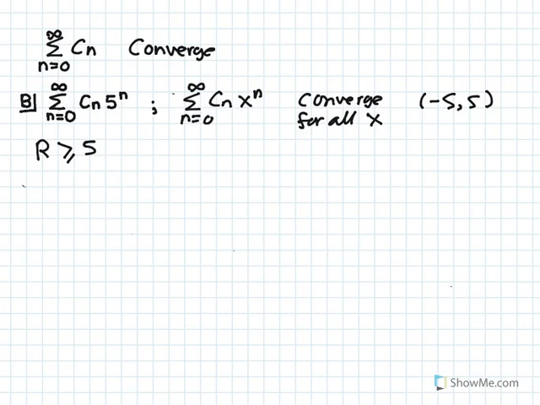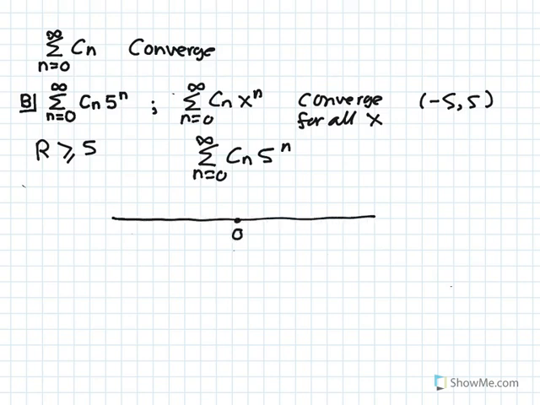Now, we don't know anything about the convergence of a power series at an endpoint. So the summation of c sub n times 5 to the power of n may converge or diverge. We simply don't know. Because if we look at our interval, we know that the power series converges at x equals -5. So the radius is at least as large as 5. So this is the radius of convergence. Radius is 5. The interval of convergence is from -5 to 5. But we don't know what happens at the endpoints.